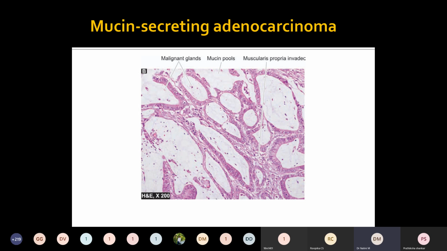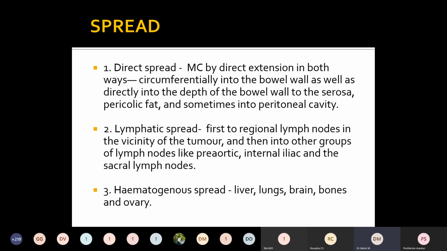This is a mucin secreting adenocarcinoma, where you see these tumor cells forming gland-like architecture. They're secreting mucin, which is accumulated within, and you can see mucin pools everywhere, and these glands are invading through the muscularis mucosa, and you can see some signet ring cells. Signet ring cells are the cells with an eccentric nucleus and cytoplasm which is filled with mucin.